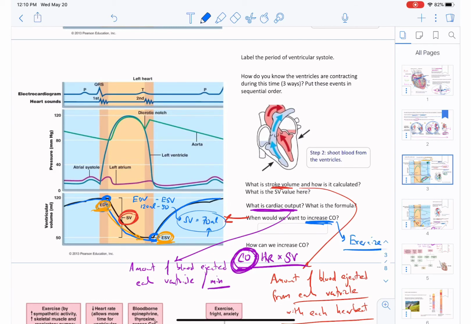Well, how about a period of exercise? During exercise, the skeletal muscles are working harder, they need more oxygen, they need more glucose, they need more waste products taken away from them, and so we need to deliver more blood to those tissues per minute. So we need to increase cardiac output. And if we want to increase cardiac output, how are we going to do that? Well, let's just look at the formula. We either increase heart rate or increase stroke volume.